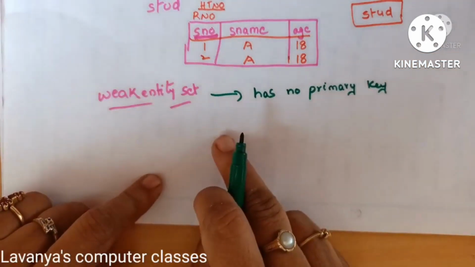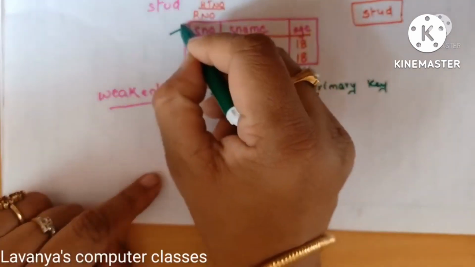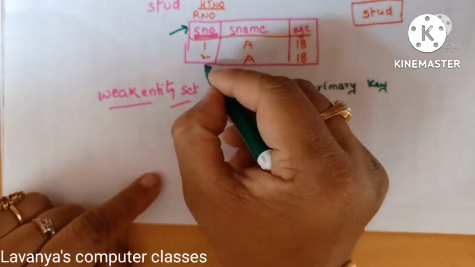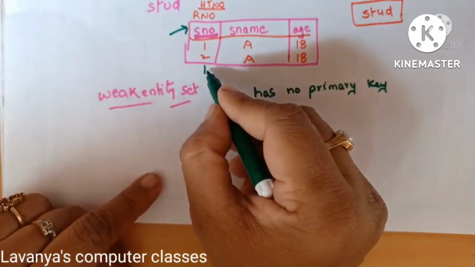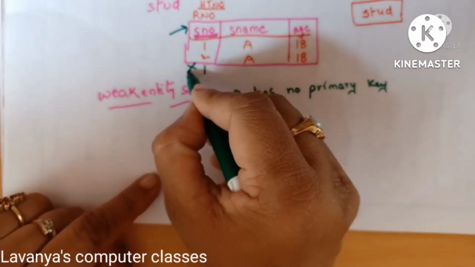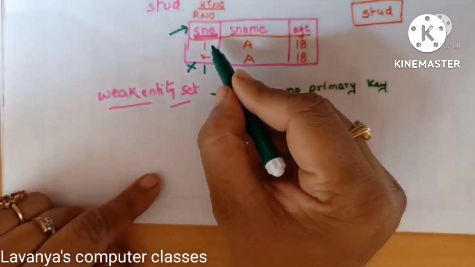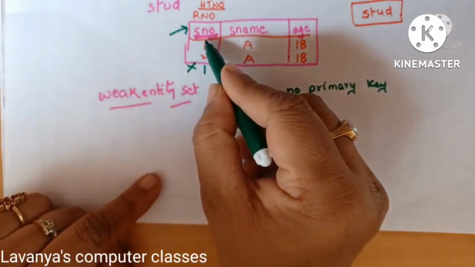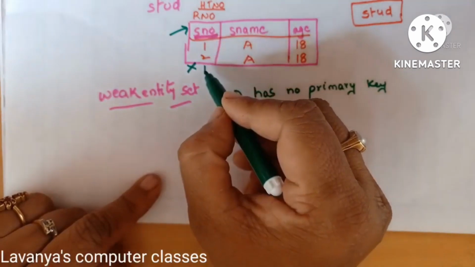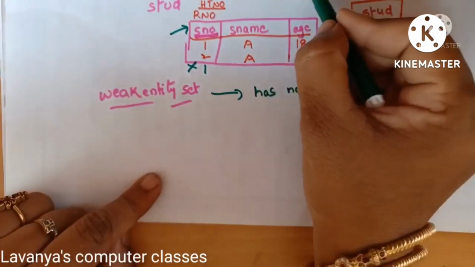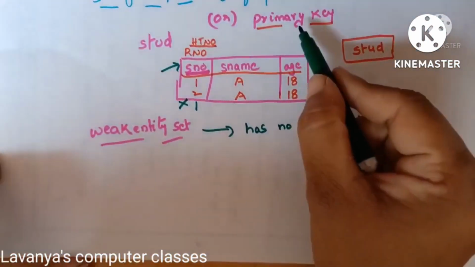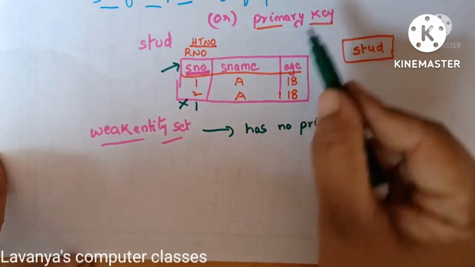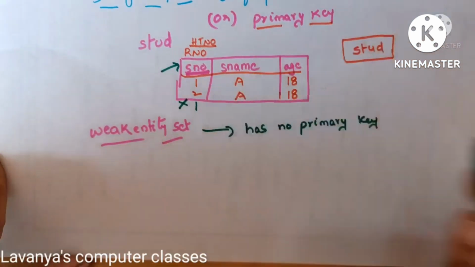It is called a weak entity set. If it is a primary key, for example, if I give one more student whose roll number is also 1, it is immediately not accepted. Because the serial number is a primary key, it does not accept duplicate values, because 1 is already there. That is the concept of primary key. So any entity set that has a primary key is called a strong entity set.